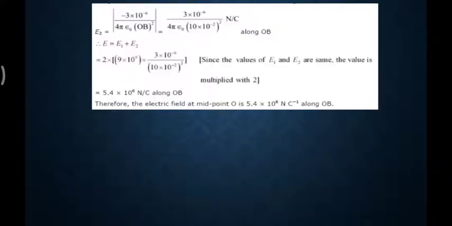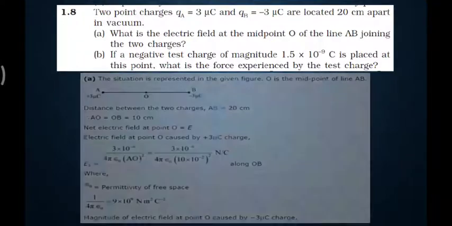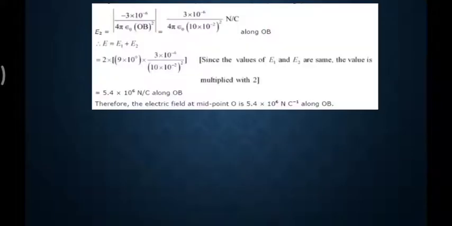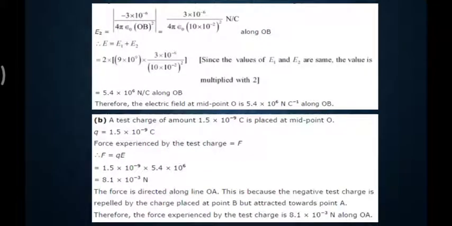Okay, so what is the B task? Let us see first of all the question. If a negative test charge of magnitude 1.5 × 10^-9 coulomb is placed at the O point, now what force is felt by the test charge? Okay, let's go. So Q is equal to 1.5 × 10^-9 charge is present.